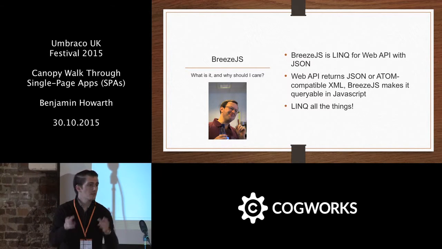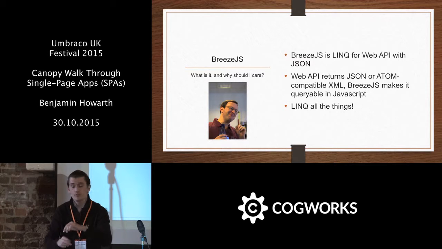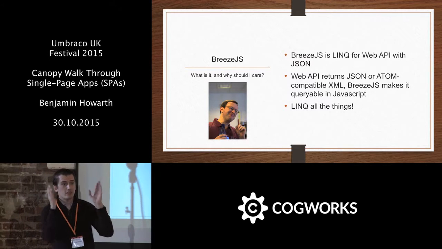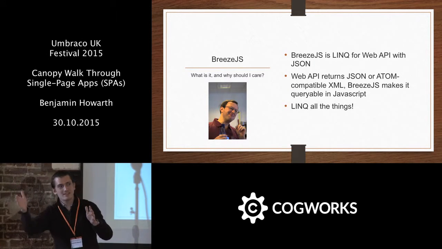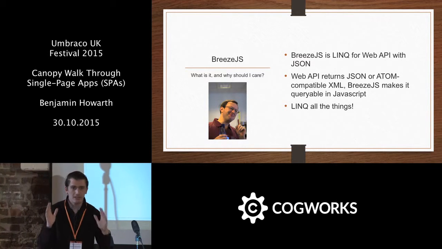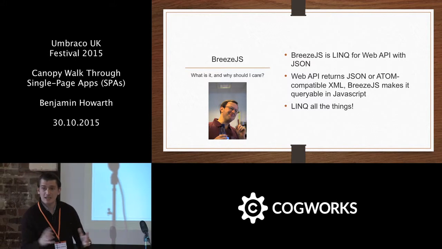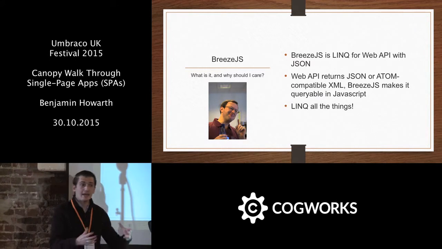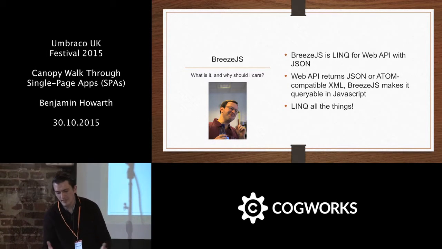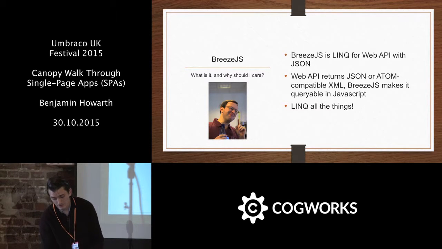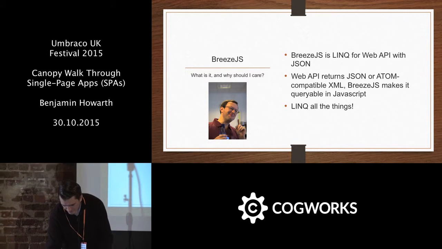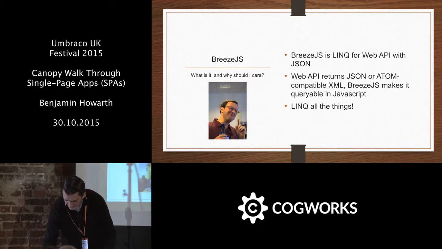You simply provide it with your context and you provide it with an HTTP GET method to spit out some data. On the JavaScript side, you simply go, Breeze, get me this controller, this action, and then select, where, order by, filter. You've got all sorts of LINQ querying tools in JavaScript to be able to do data manipulation and then turn that into your model ready to bind to your view. Web API returns JSON or Atom compatible XML. So Breeze.js simply makes that data fluently queryable in JavaScript. So, LINQ all the things everywhere.